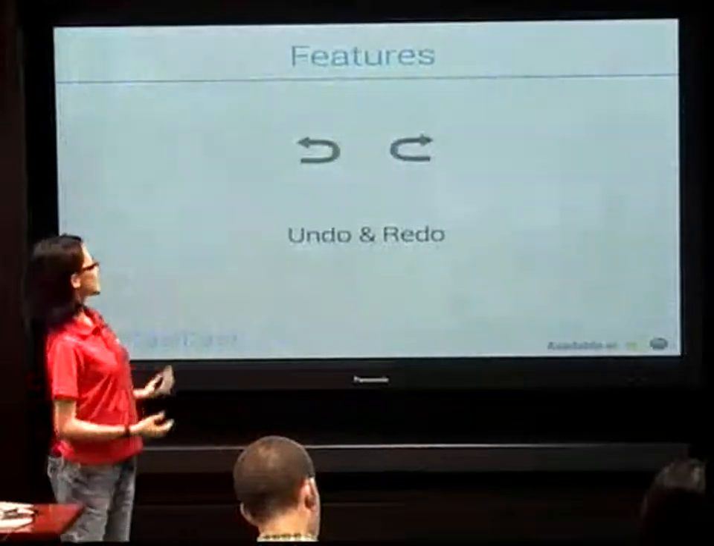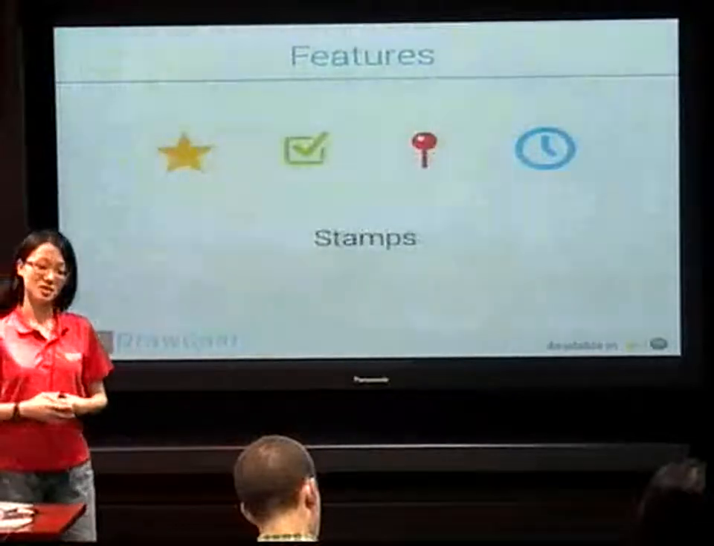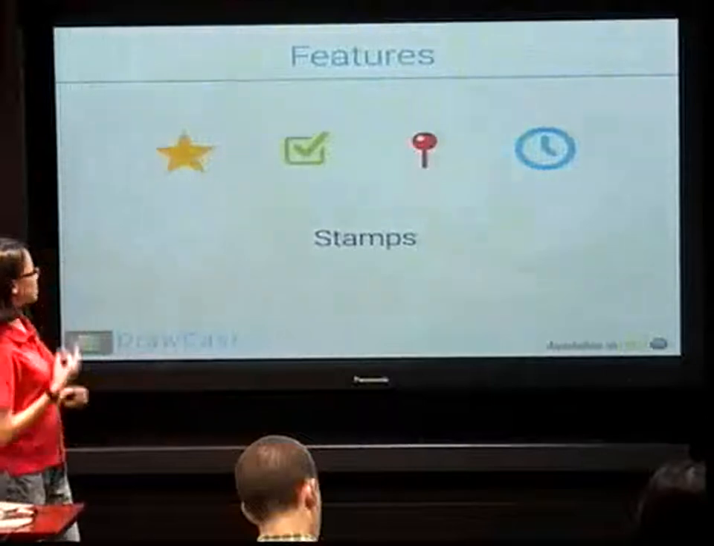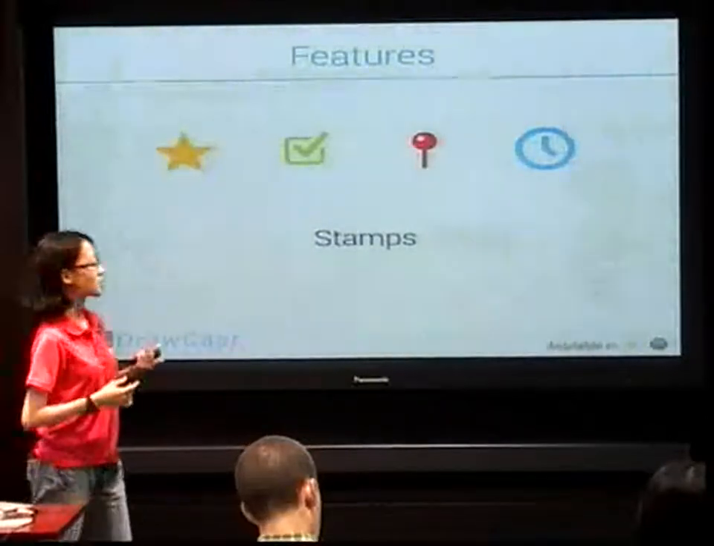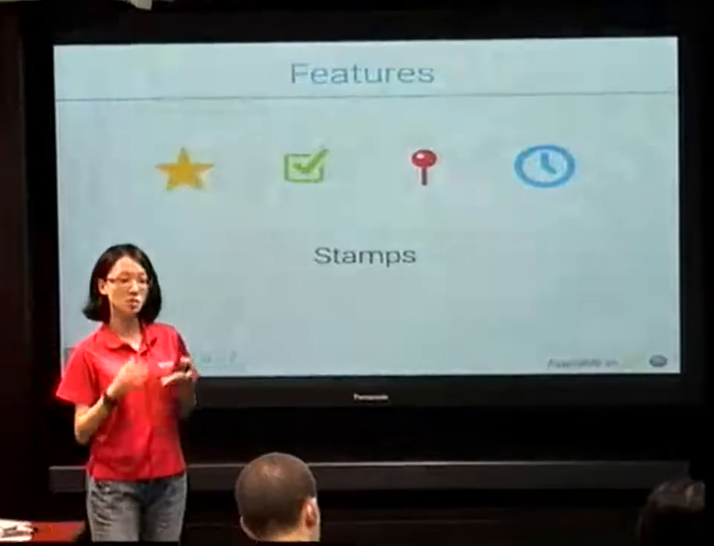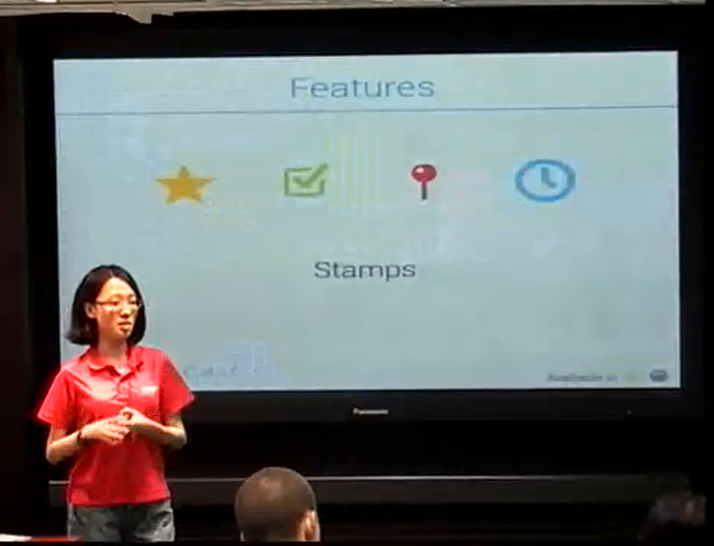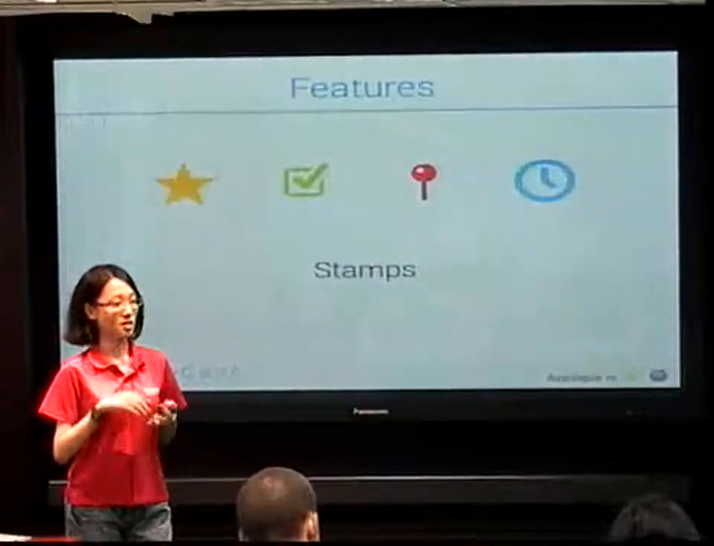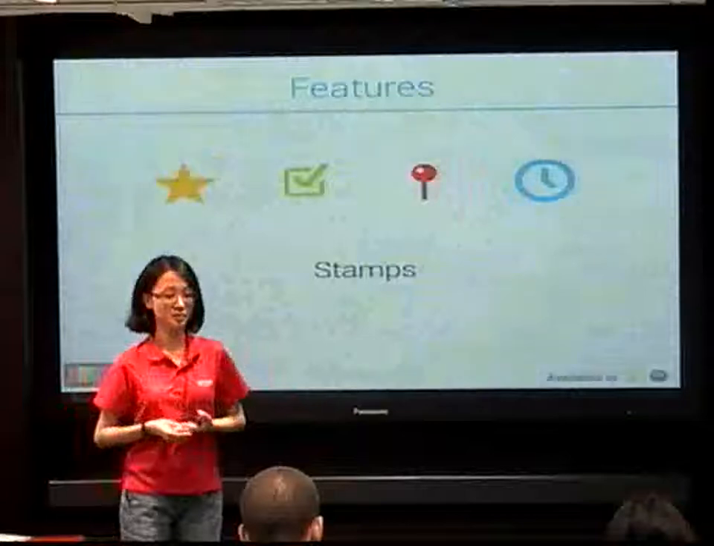Yeah. So the next feature I'd like to talk about is our stem tools. So you can see here a couple of stems. The first three of them are a star, checkbox, and pin tool. These stems, you can use them to just highlight some of the main points you have inside your notes. And all of these tools can adjust the size using a slider.